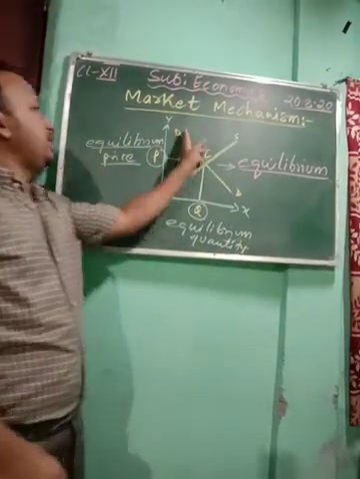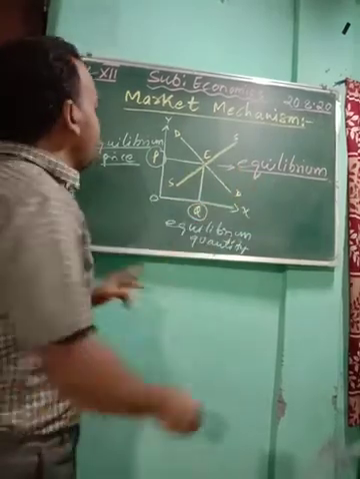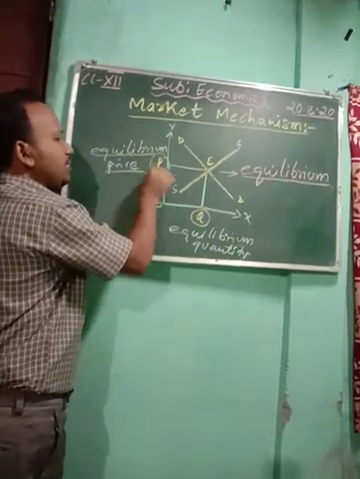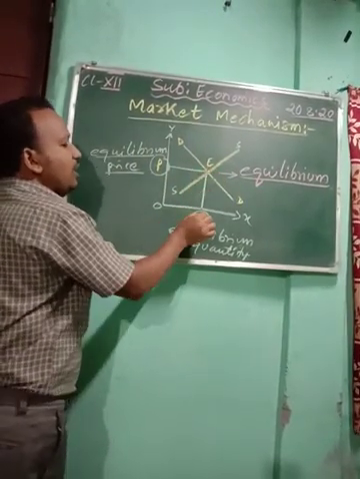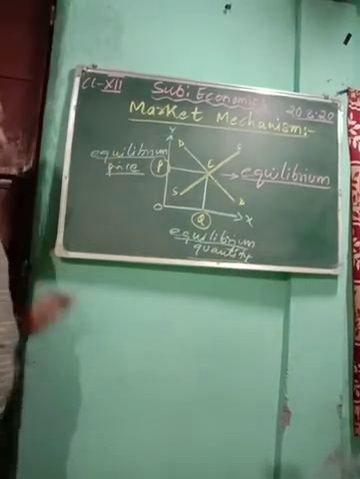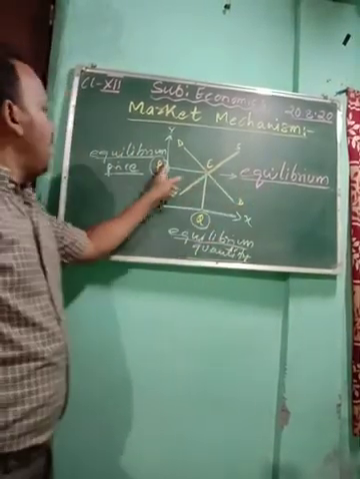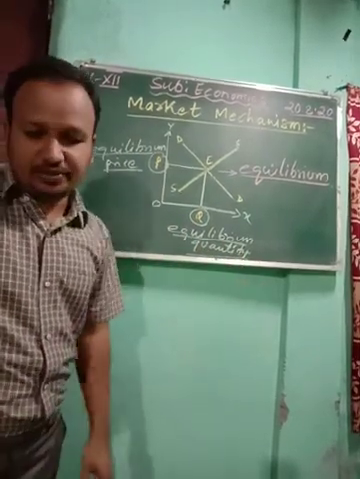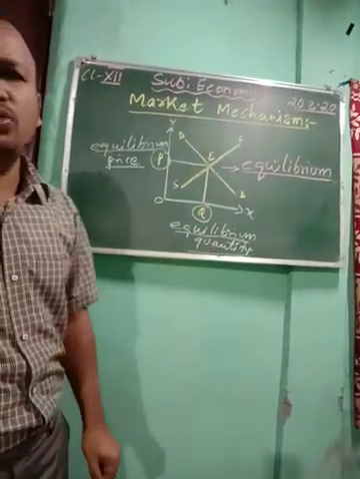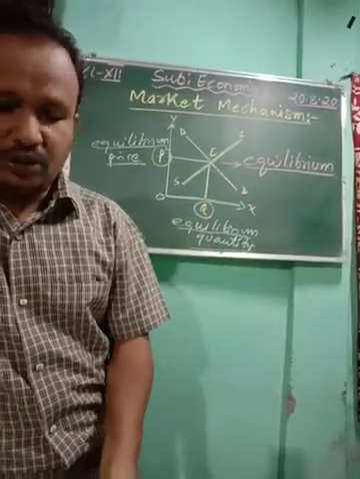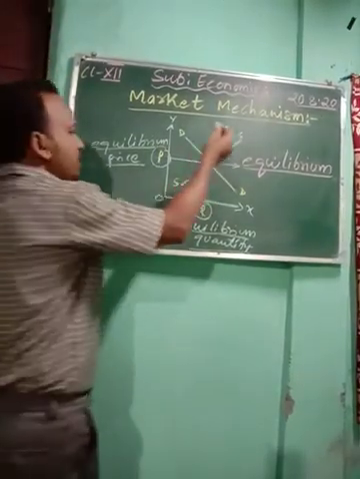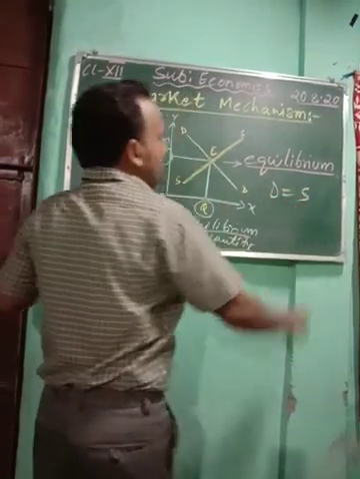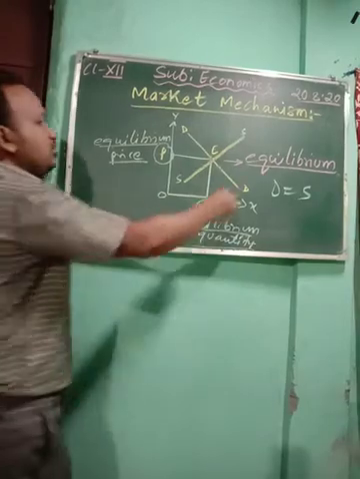When demand and supply both meet together, it is called equilibrium. The price at which quantity demanded and quantity supplied are equal is called equilibrium price, and the quantity at which demand and supply are equal is called equilibrium quantity. So this point is called equilibrium, this price is called equilibrium price, and this quantity is known as your equilibrium quantity. This is the basic thing we need to know before we do this chapter. The condition when demand and supply are equal is known as equilibrium.